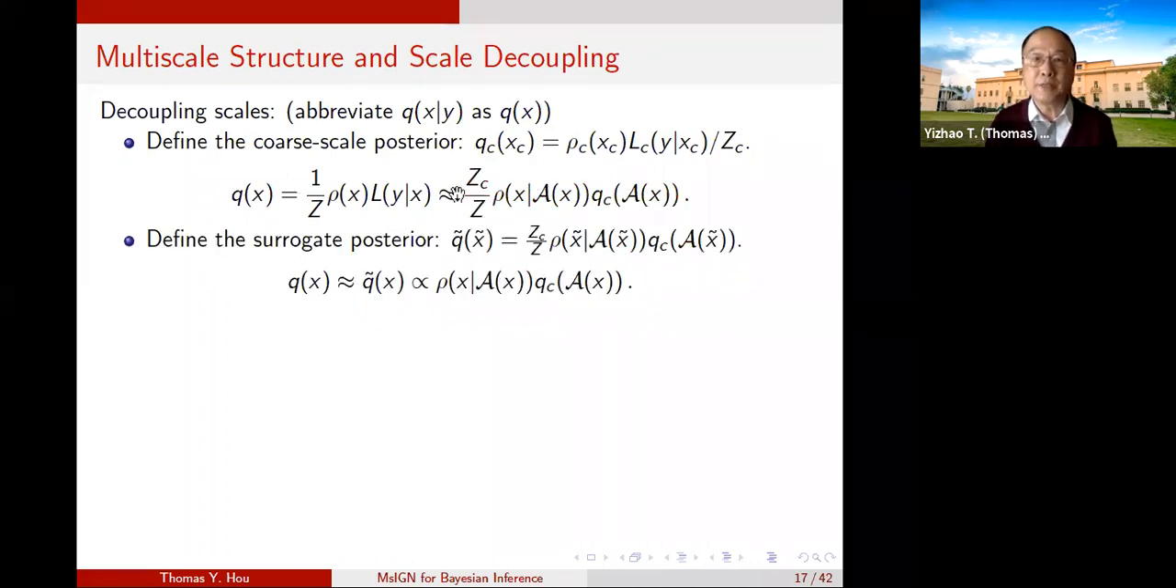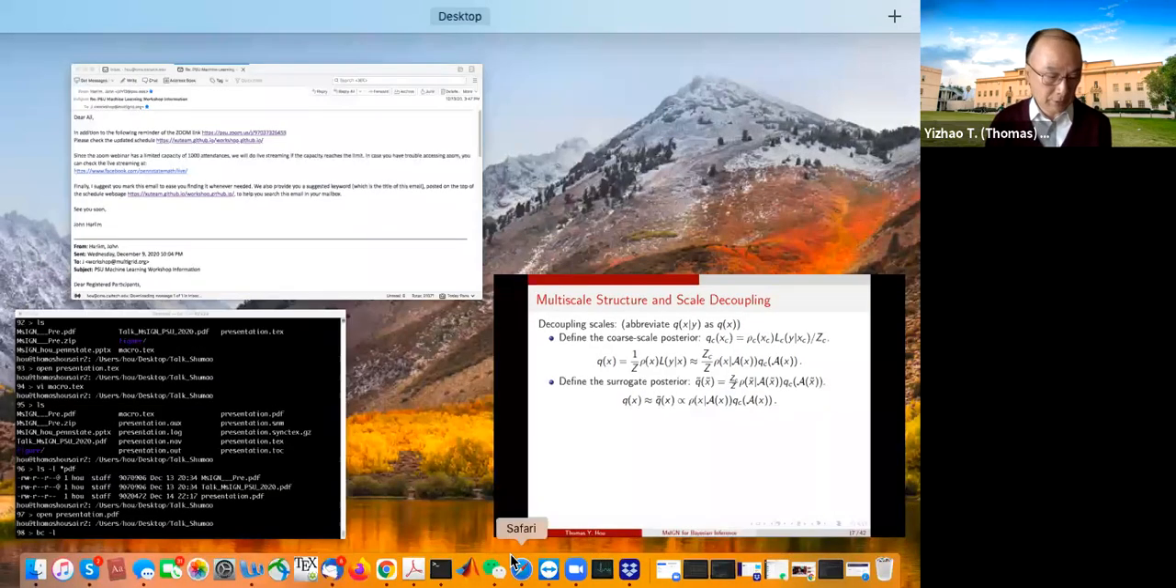So we denote this right-hand side as our surrogate posterior that we call Q tilde, which is this product. This one we can compute without training at this step. If you know QC at the coarse grid, suppose after the training we get QC at the coarse grid, then basically you apply the Bayesian rule at the coarse grid level and you get Q tilde. Q tilde is a good approximation to the final target distribution Q.